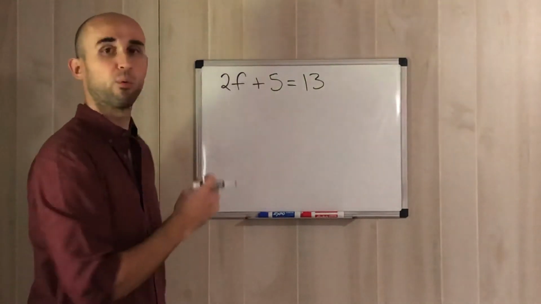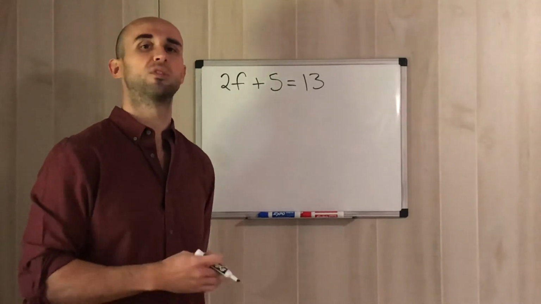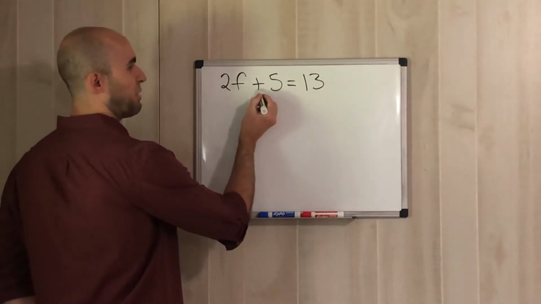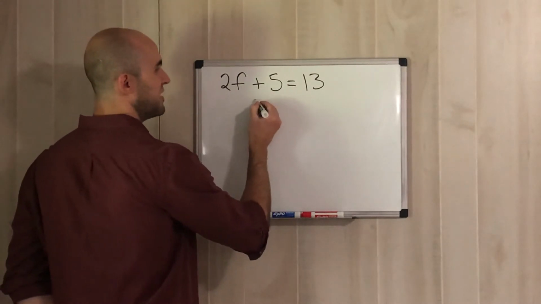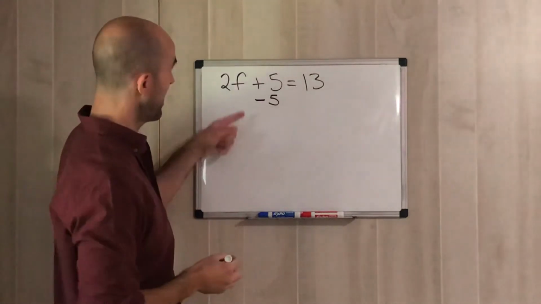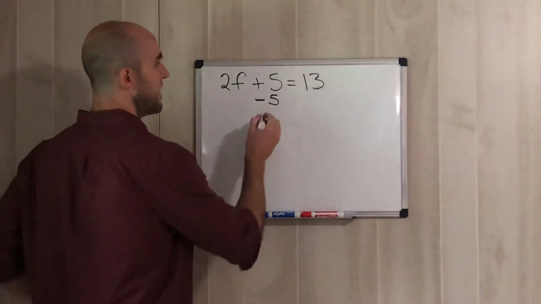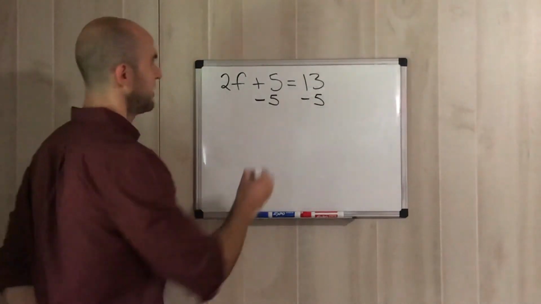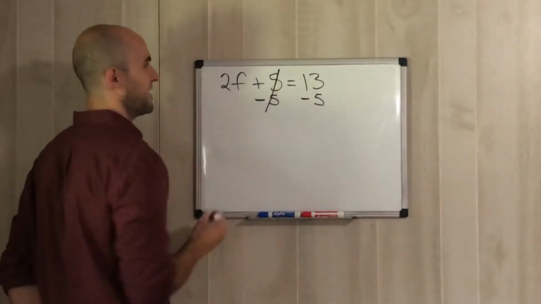And again, whenever we want to get rid of a term, you always do the opposite. So we see the 5, we see that there's a plus sign. Opposite of addition is subtraction, right? So we're going to do minus 5, because again, opposite of addition is subtraction. And if we subtract 5 from here, we need to subtract 5 from there, right? So we see that those two cancel out.